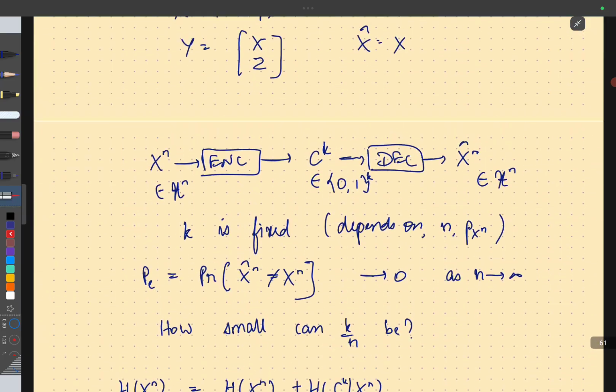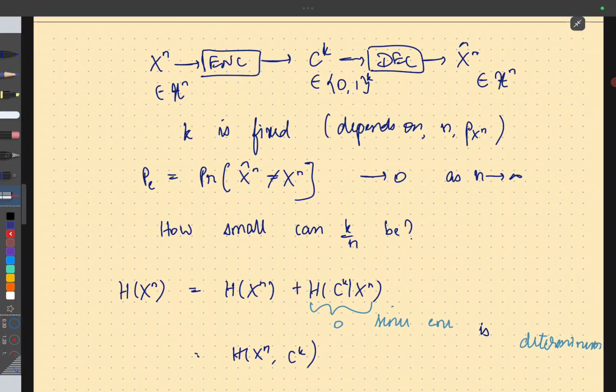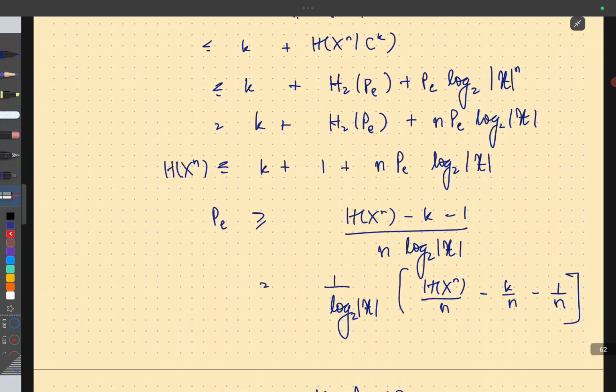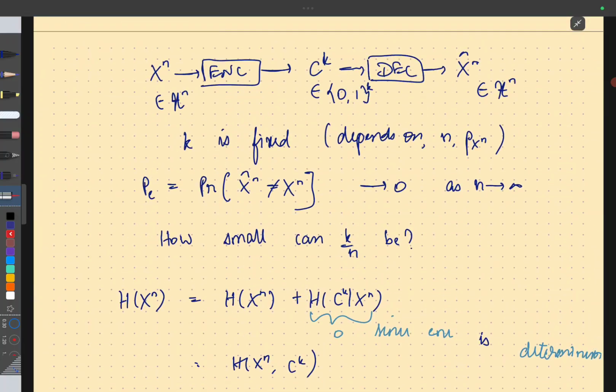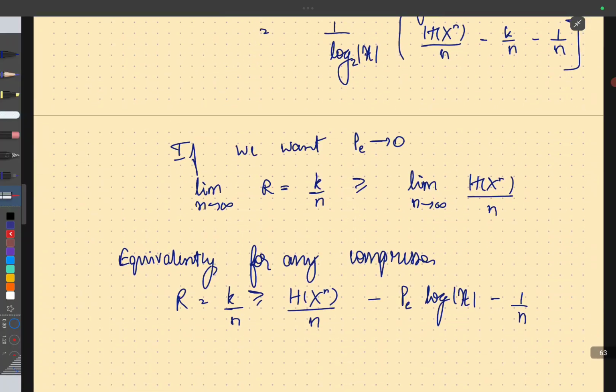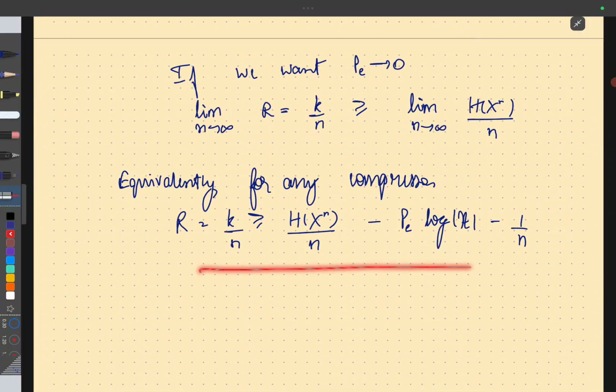And we use this to prove a lower bound on the asymptotic compression rate of any fixed length compression scheme. Using Fano's inequality, we saw that irrespective of how you construct your encoder and decoder, as long as they are deterministic, any fixed length compression scheme has to have a rate which is at least the entropy rate minus some quantity that is determined by the probability of error. So if you want the probability of error to be vanishing in n, then the asymptotic compression rate is at least the entropy rate. All right.